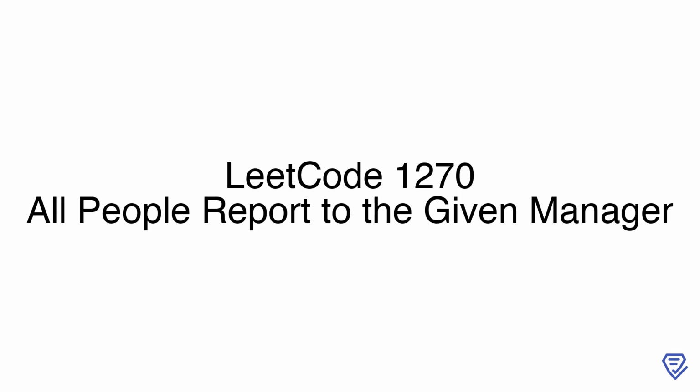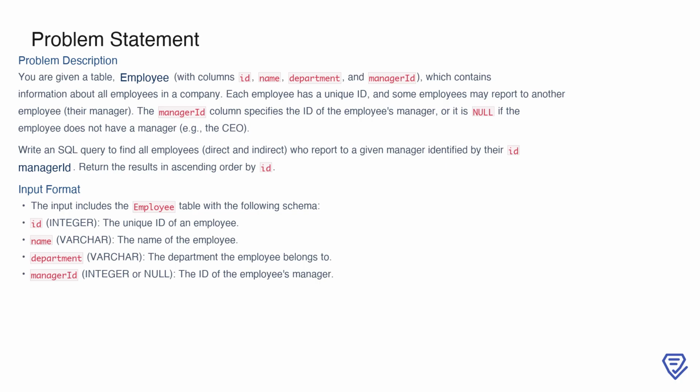Let's dive in. Here, we are presented with the problem scenario. Imagine we have a table called employee that contains information about each employee in a company. This table has columns for the employee's unique ID, their name, the department they belong to, and the ID of their manager. Now, if an employee does not have a manager, their manager ID is set to null, which would usually be the case for the CEO of the company.